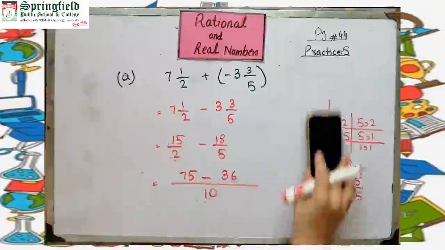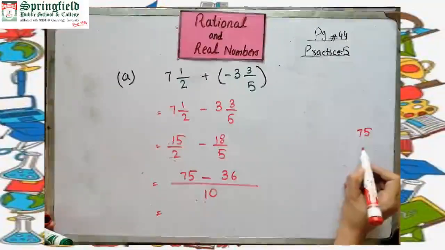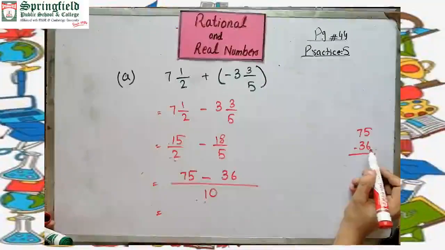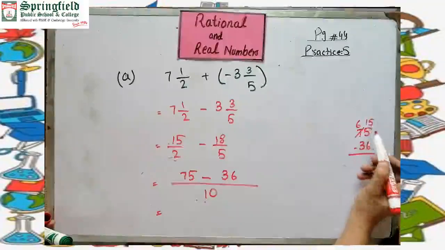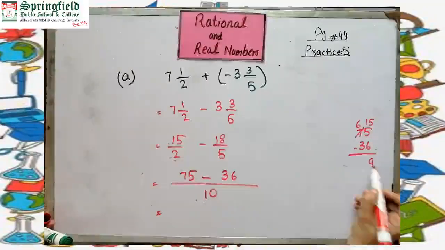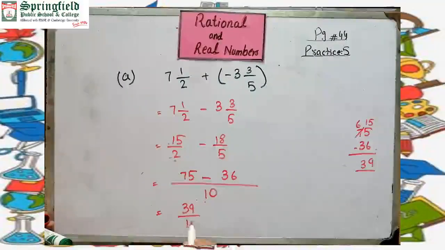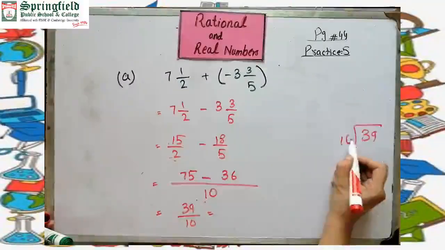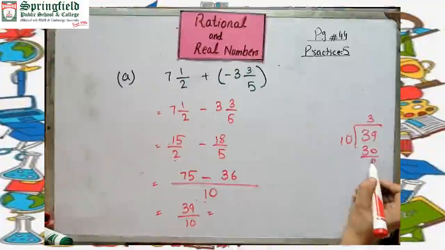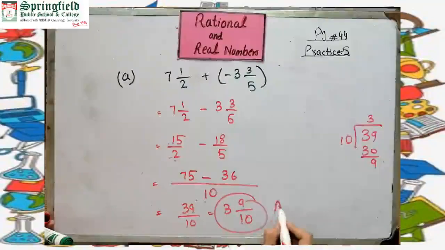Okay. Now 75 minus 36. We can't subtract 6 from 5, so we will carry from here. So 6 and it will become 15. 15 minus 6 is 9, and then 6 minus 3 is 3. So 39 divided by 10. How can we convert into a mixed fraction? By division. So divide here. 39 divided by 10: 10 3s are 30 and 9. So it means 3 whole 9 by 10. This is your final answer.